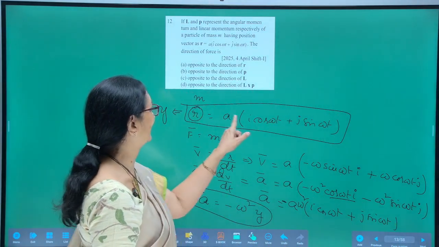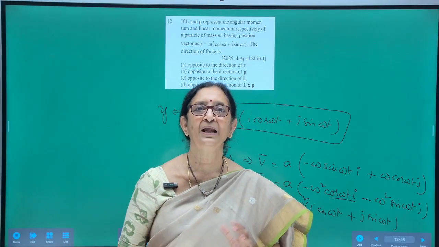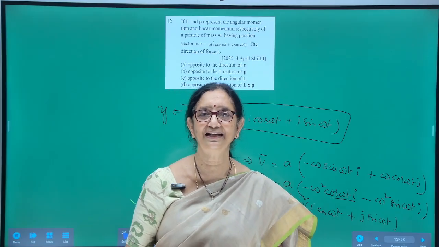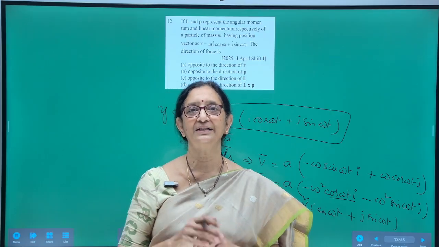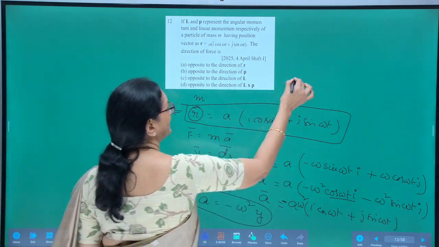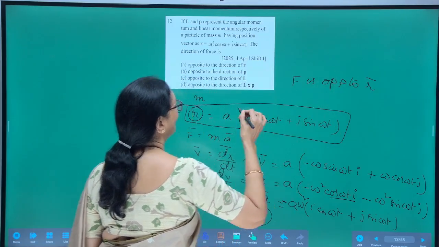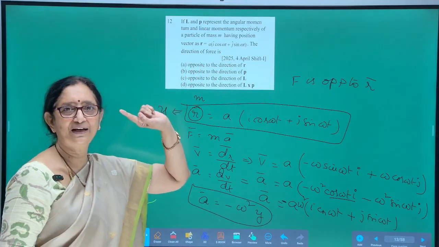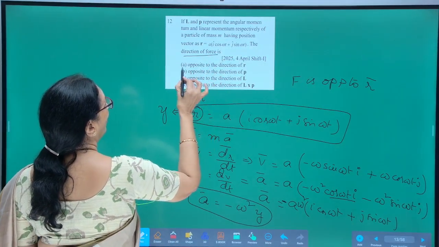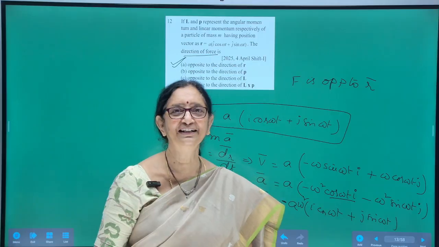So, just by looking at this, as displacement is a single sine or cos function of time, we can say that the particle is executing simple harmonic motion, where acceleration direction is always opposite to the displacement direction. So, if acceleration is opposite to displacement, force is opposite to displacement. Just by looking at this equation, you must be able to find out the answer. So, the direction of force is opposite to the direction of r bar. That is the correct answer for that problem.